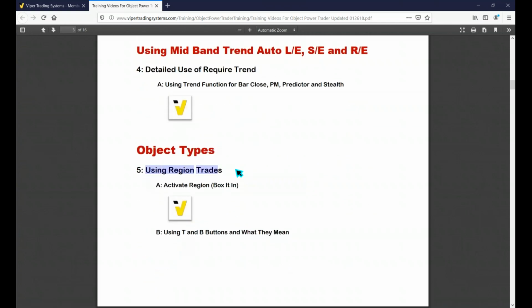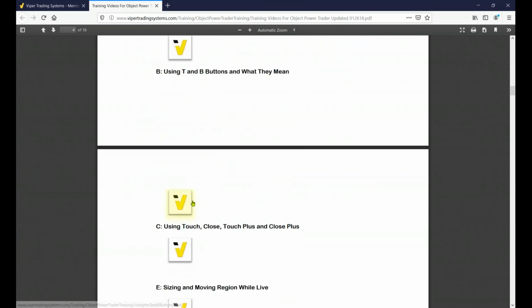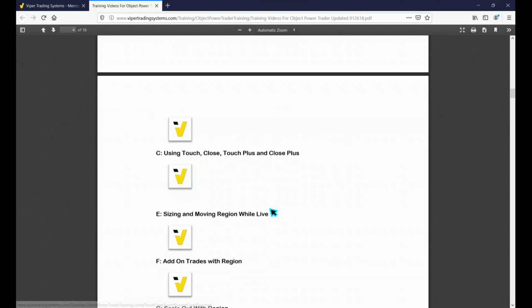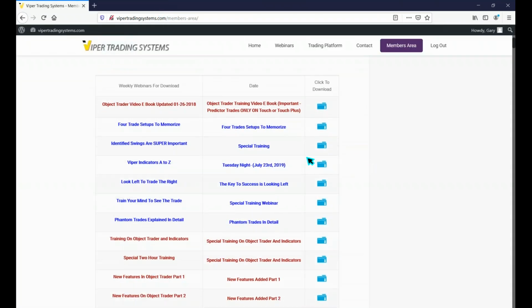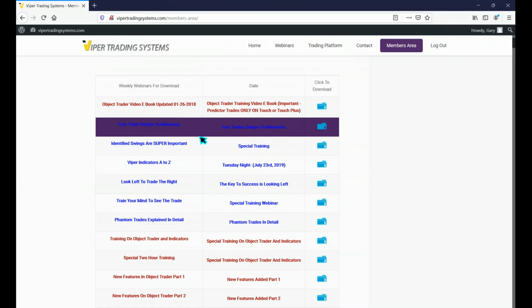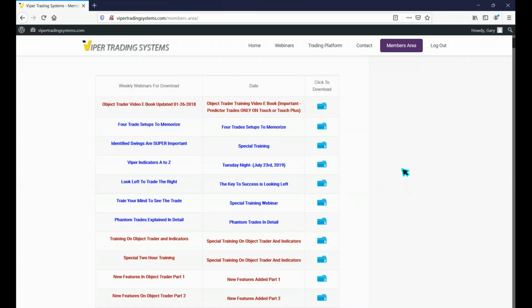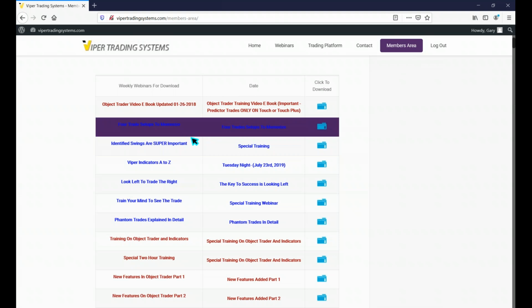And if you want to learn how to do a region trade, or what we call a box in trade, there are lots of videos on it: how to use it, how to size it, how to add on, all kinds of things on here. Once a person gets that under their belt, if they're using Object Trader, be sure to watch these videos right here. These are webinars that we've chosen to make part of the training. Our members have said, hey, these are really good webinars, they really show how to trade your system. So we made them part of the training.